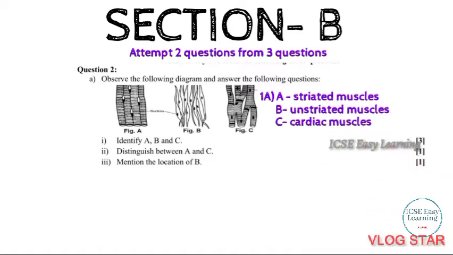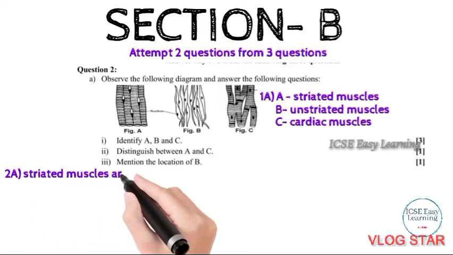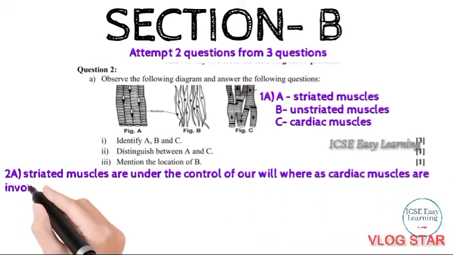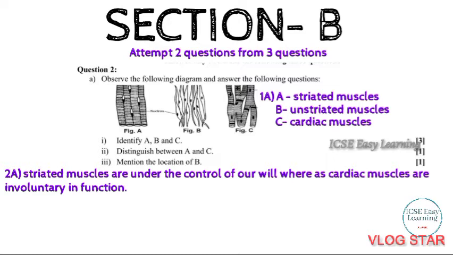Number 2, it consists of 1 mark. Distinguish between A and C, that is, striated and cardiac muscles. Striated muscles are under the control of our will, whereas cardiac muscles are involuntary in function.